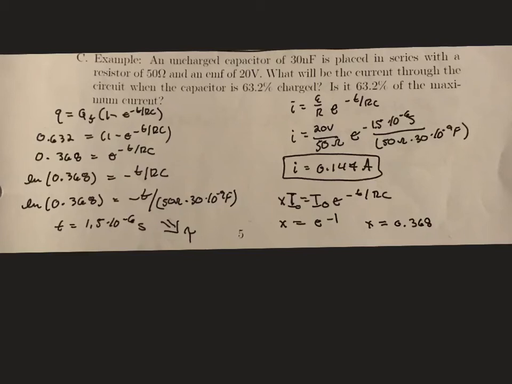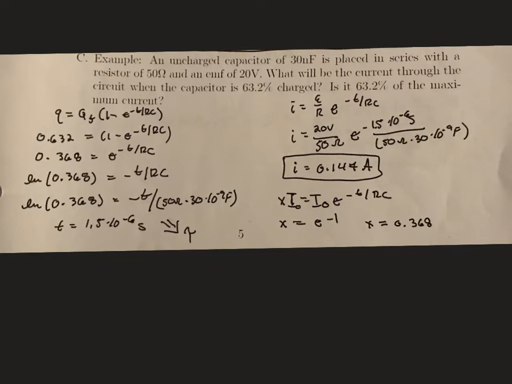Alright, so in this example video we're going to work with charging capacitors. We have an uncharged capacitor that has a capacitance of 30 nanofarads and is placed in series with a resistor of 50 ohms and an EMF of 20 volts. We need to know what the current will be through the circuit when the capacitor is 63.2% charged. And we also want to know, does that correspond to the current being 63.2% of its maximum value?